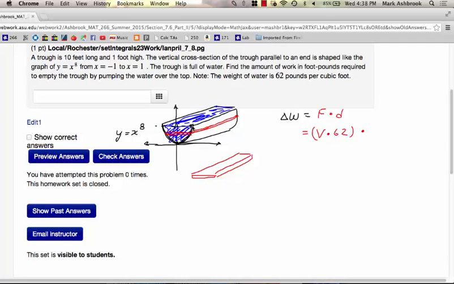What are the coordinates of that point right there? That's 1, 1, right? So this level right here is not 0. We're used to having that be 0, but now it's y equals 1. So how far does that red slice have to move to get out of the trough? It's going to be this far right here, the distance from y up to 1. Some people said before, that's 1 minus y: final location minus initial location. So 1 minus y is the distance we're going to have to move that thing through.